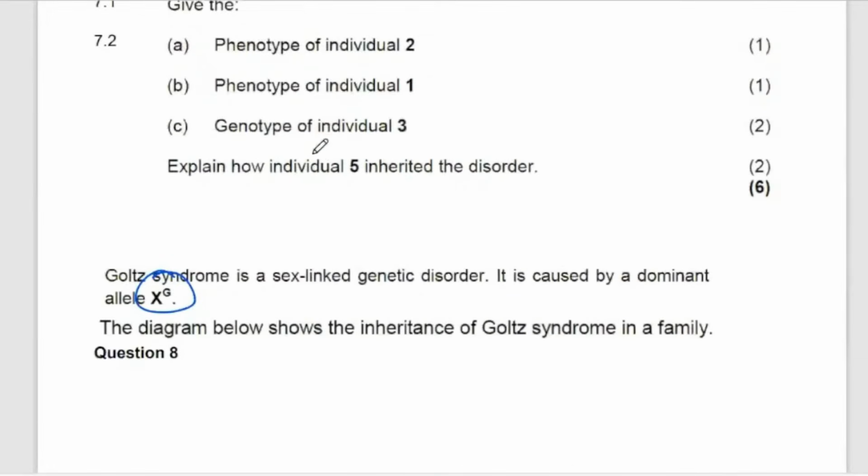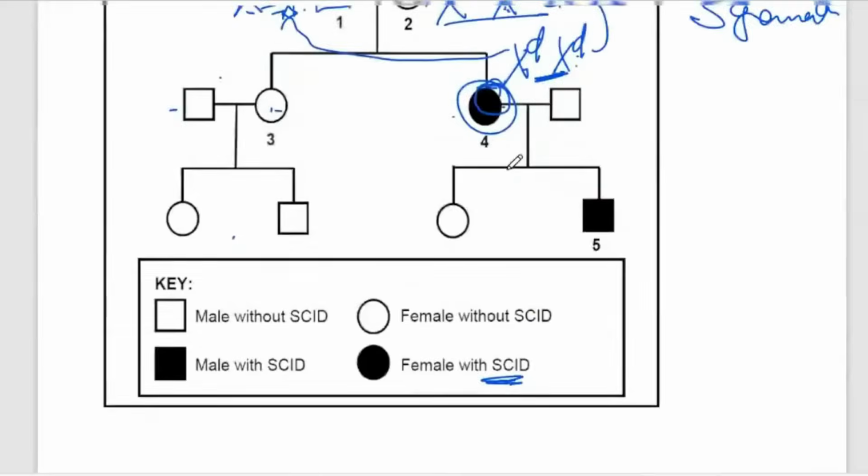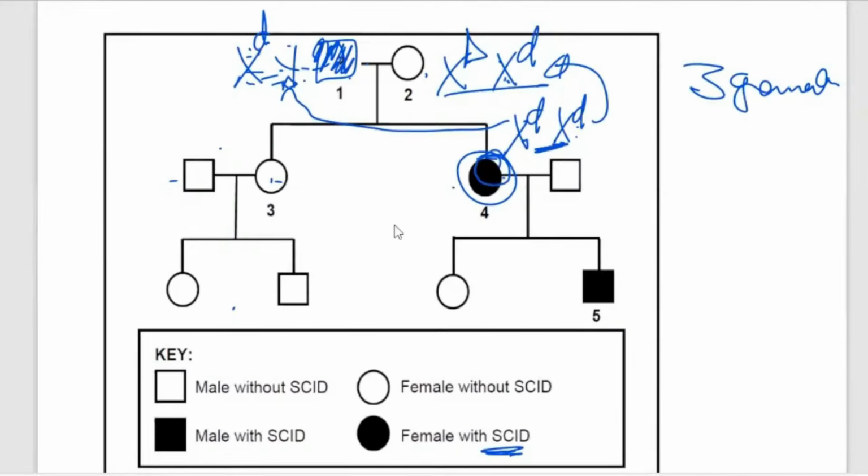And then they are saying identify the genotype of number 3. Remember, this person is a female. She is going to give one chromosome from there. But because she is normal, the mother gave her this. Therefore, it's going to be that way.